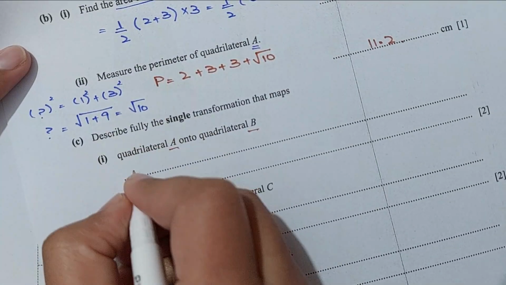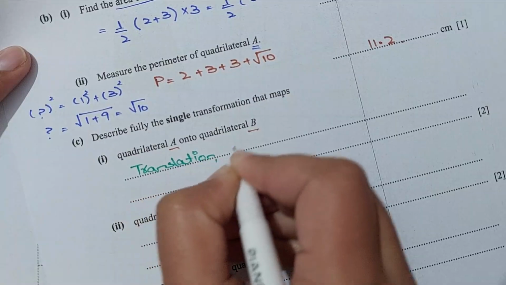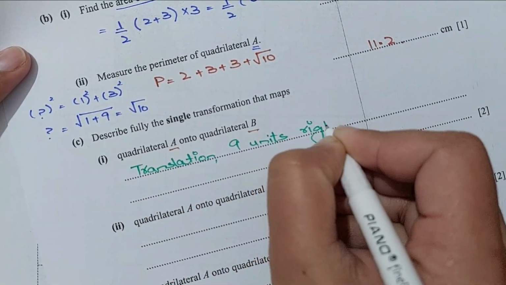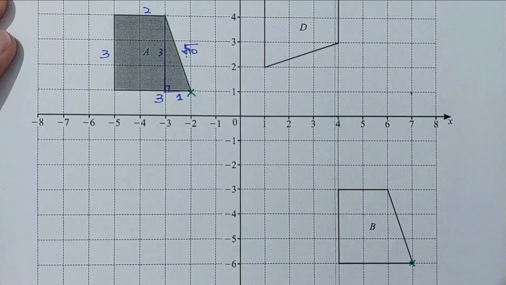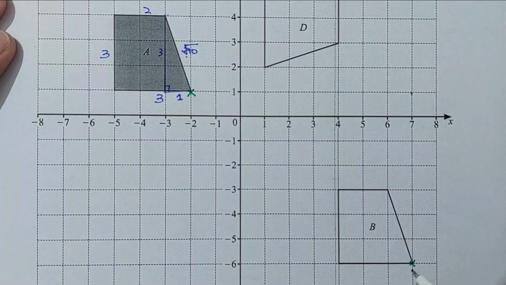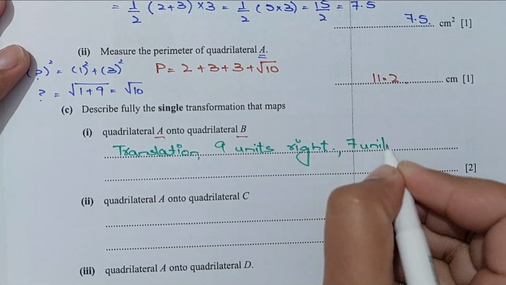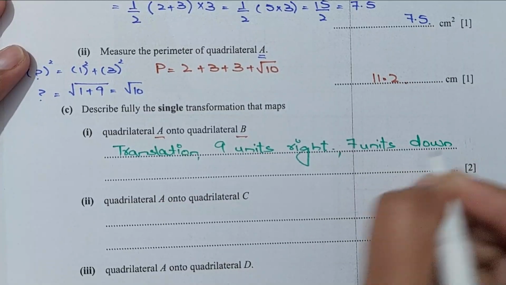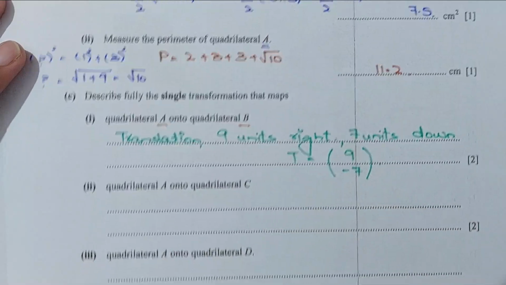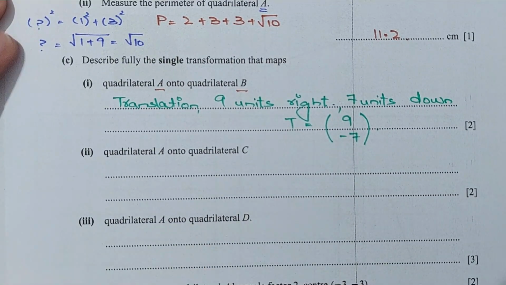The translation is 9 units right. Okay, and then we have 1, 2, 3, 4, 5, 6, 7 units down. 7 units down. So in terms of the vector of translation, we can say 9 right and 7 down, so it is (9, -7). Now for the second part, quadrilateral A onto quadrilateral C.